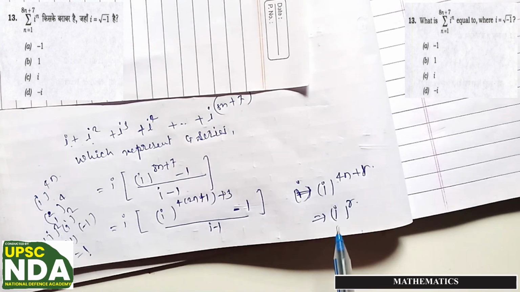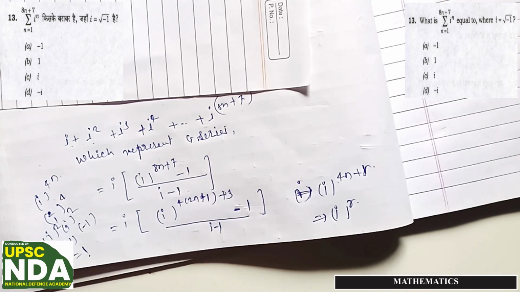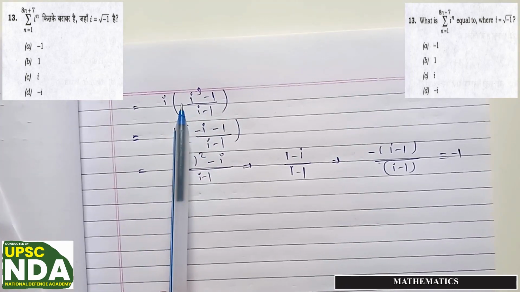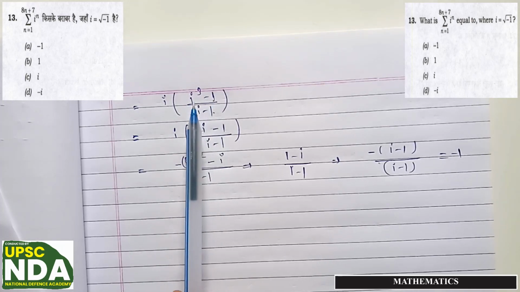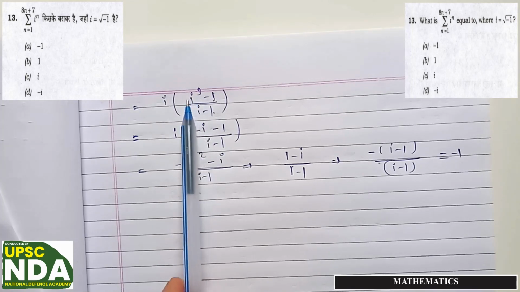That's why I have written i raised to 4 over here. That means what is left here is the term i raised to 3 minus 1 upon i minus 1. So I have written this term as i cube minus 1 upon i minus 1, with i common as it is. Try to solve i cube.